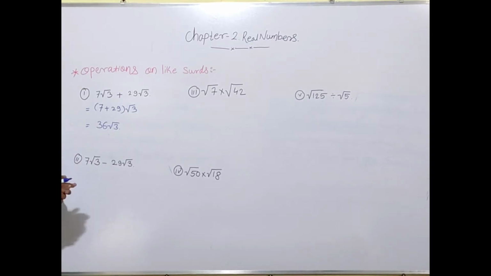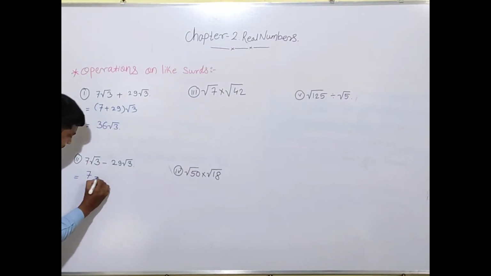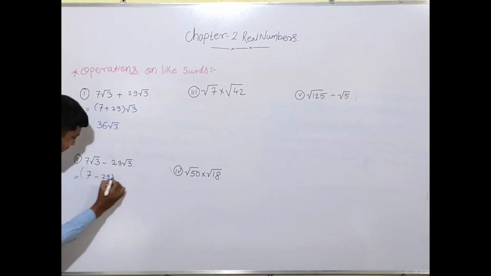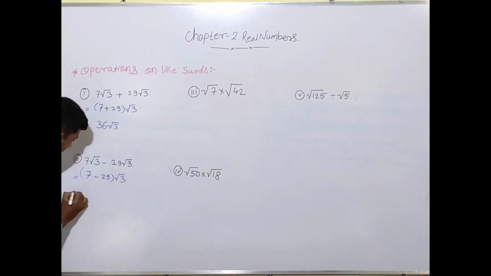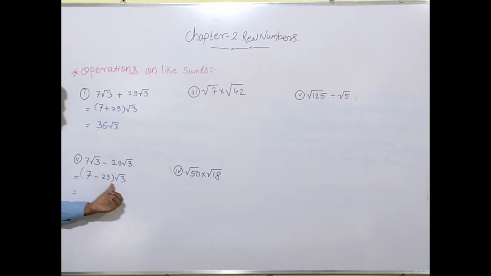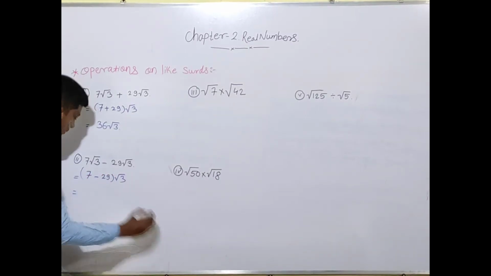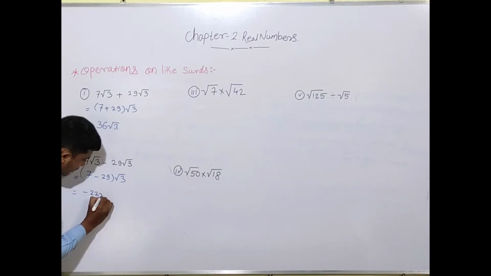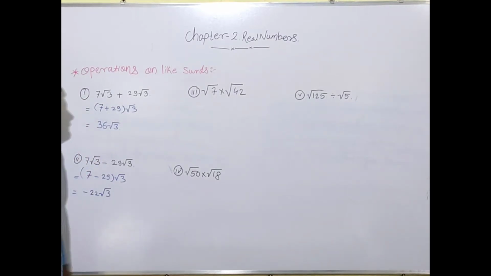And next is what? Subtraction. For subtraction also the condition is what? The two surds should be like. Therefore, in the same way, 7 minus 29 root of 3. Here we have to do the subtraction. 7 minus 29. Here the subtraction is not possible. So as per the rule of subtraction, 29 minus 7. What do we get? 22. But the smaller number minus the greater number, we have to put the negative sign. So minus 22 root of 3 is the answer.